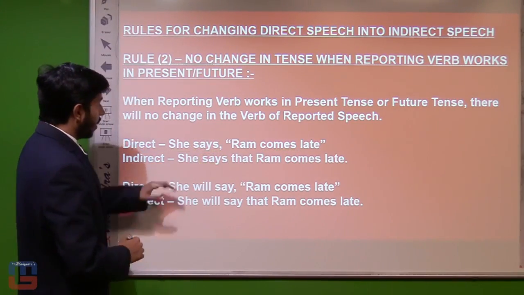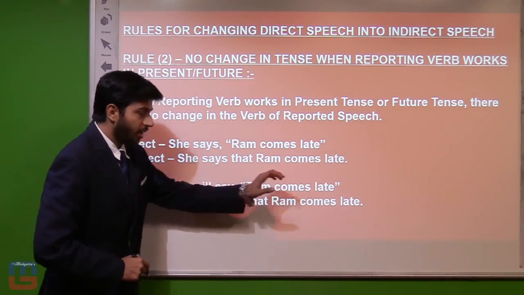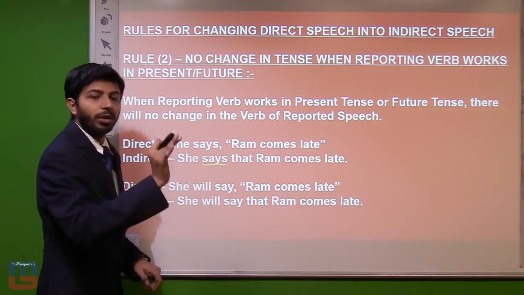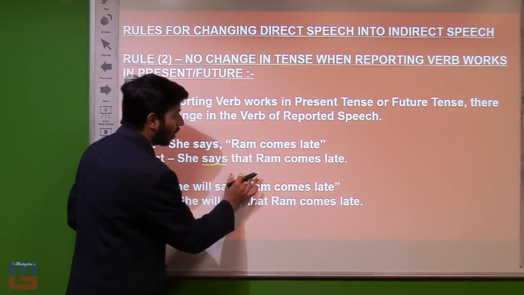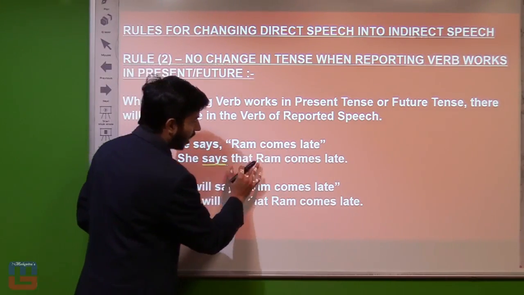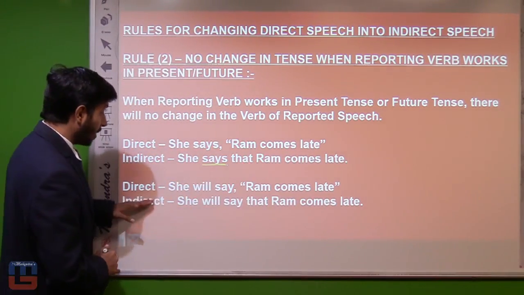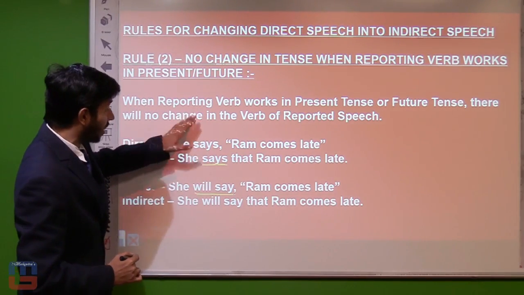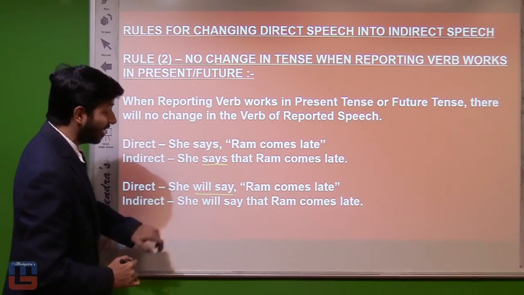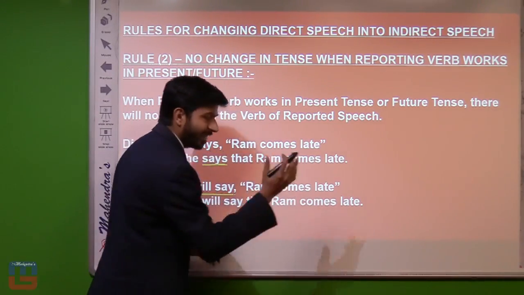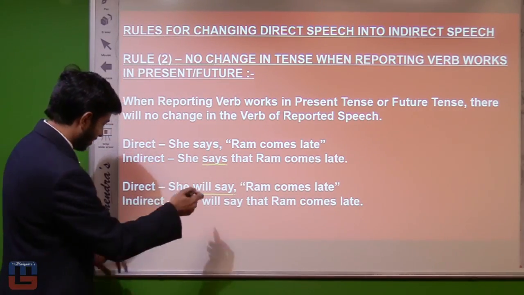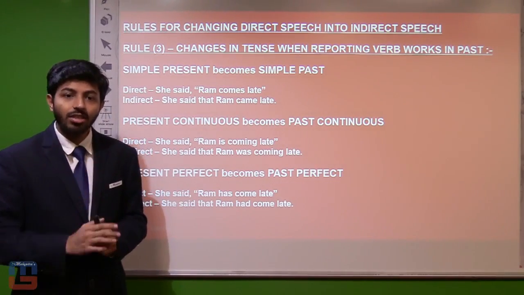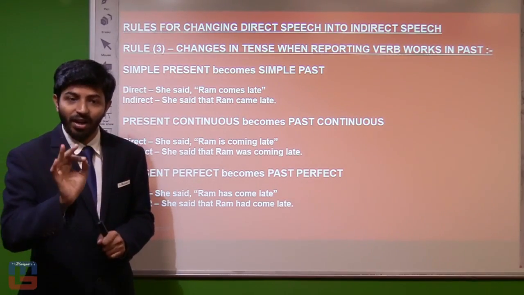Example is here. She says, "Ram comes late." In indirect speech, she says that Ram comes late. Because says is used here, we don't need to change the tense of the reported speech. We just copy Ram comes late. Another example: she will say. This is future tense, and the reporting verb is in future tense. Same thing happens here: she will say that Ram comes late. No change will be done. So this is the example. Now, rule number 3: changes in tense when the reporting verb works in past.